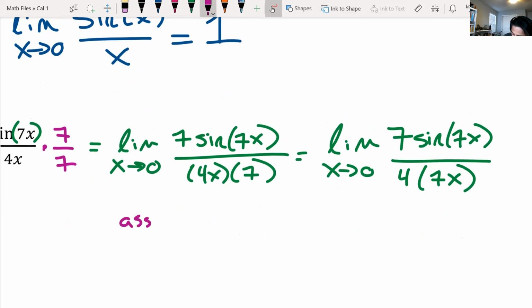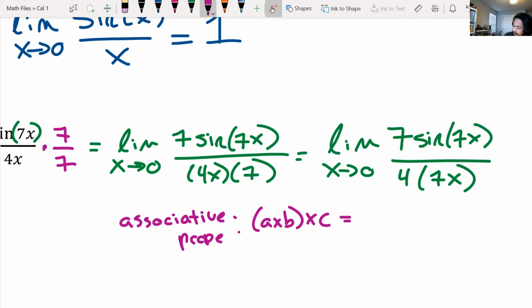So I'll just say associative property. So we can have A times B times C, which is equivalent to A times C times B times C. Well, I guess I should just make those look like dots instead. Dot products, dots. Dots and X's. So just because they're connected by multiplication, we can rewrite them as such.